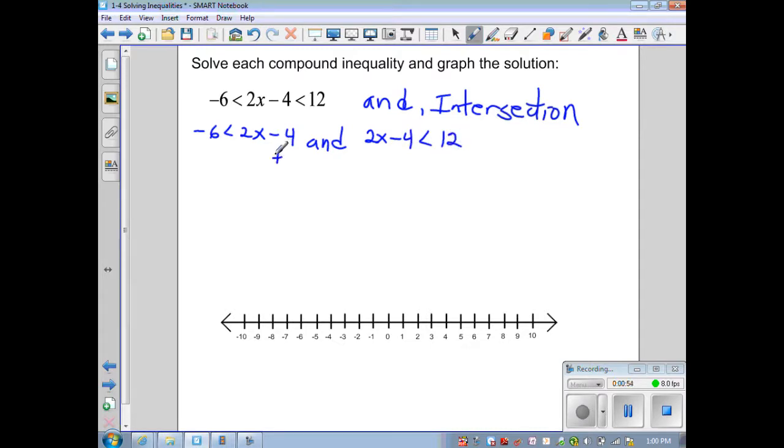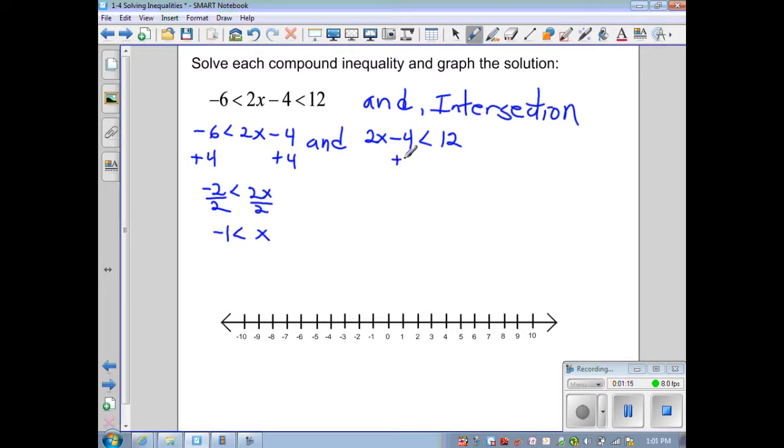So I'm going to add 4 on both sides. That gives me -2 is less than 2x. Divide by 2. x is going to be greater than -1. Again, we read from the variable first. x is greater than -1.